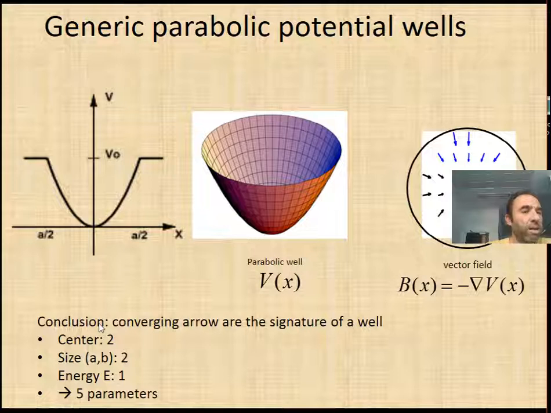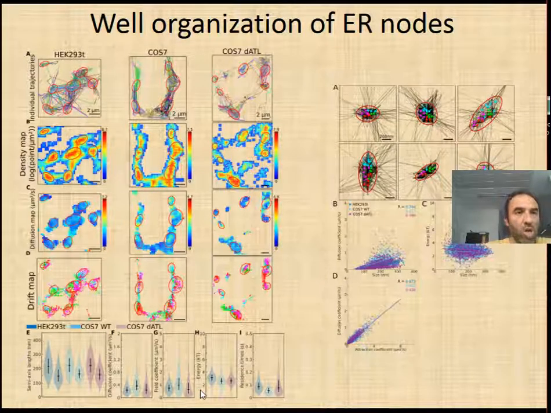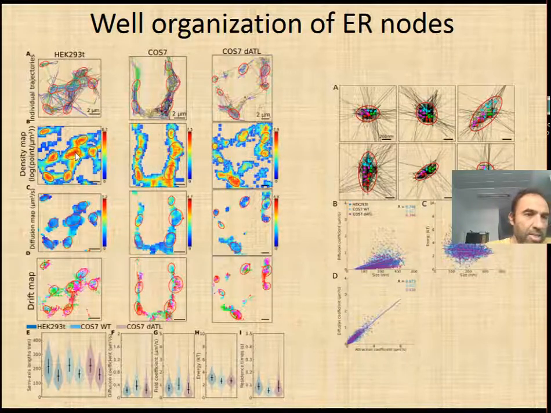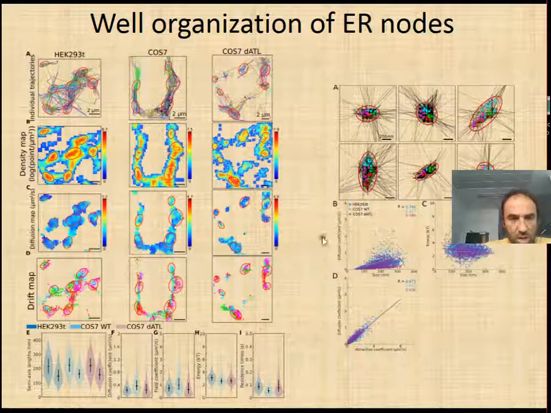It is characterized by 5 parameters: 2 for the center, 2 for the different sizes A and B, and 1 for the energy. So applying this concept on single particle trajectories recorded over a cell population, you can see here that the algorithm automatically detects these regions, the red ellipses, and calculates the density map, the diffusion map, the drift map, and all statistics of interest. In addition, the converging arrows confirm that we have here potential wells characterizing these regions of high densities.